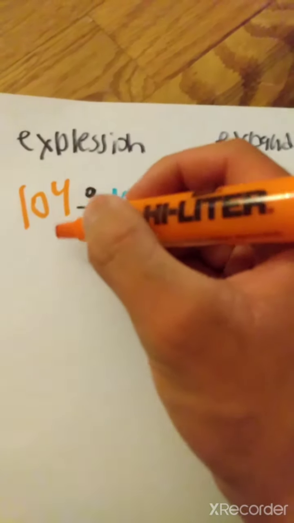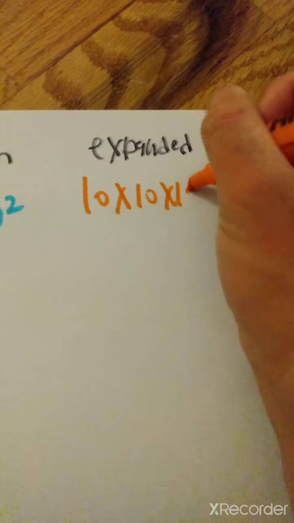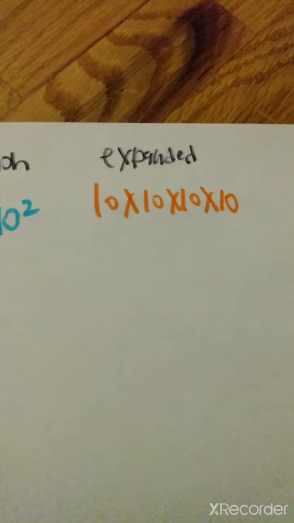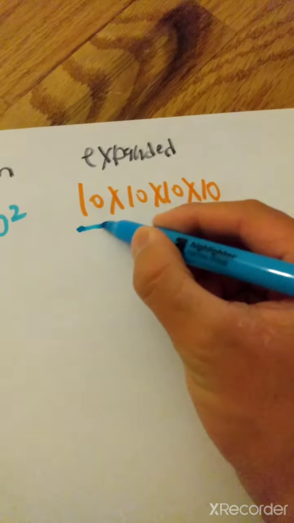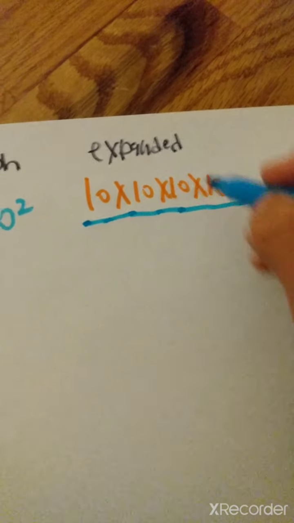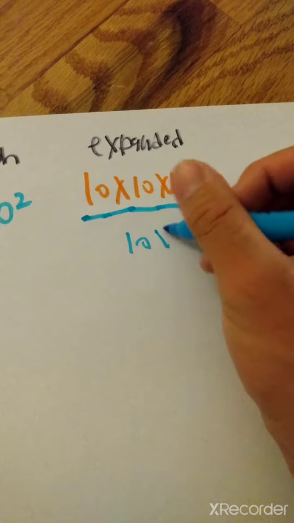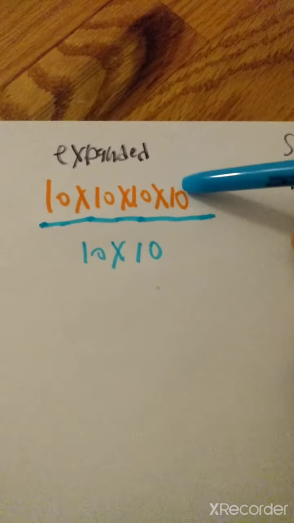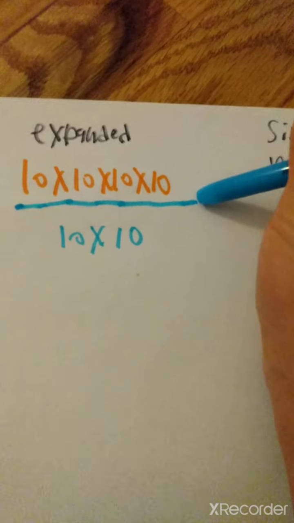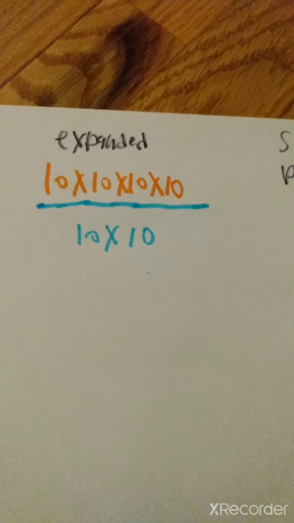Since we have 10 to the power of 4, we write 10 multiplied by 10, and again, and again. That 4 is telling the number 10 to multiply by itself 4 times. So 10 times 10 times 10 times 10. Then we have 10 to the power of 2. Since we're dividing, we put a line under it, and we say 10 multiplied by 10. So the equation is 10 to the power of 4 in expanded form, divided by 10 to the power of 2 in its expanded form.